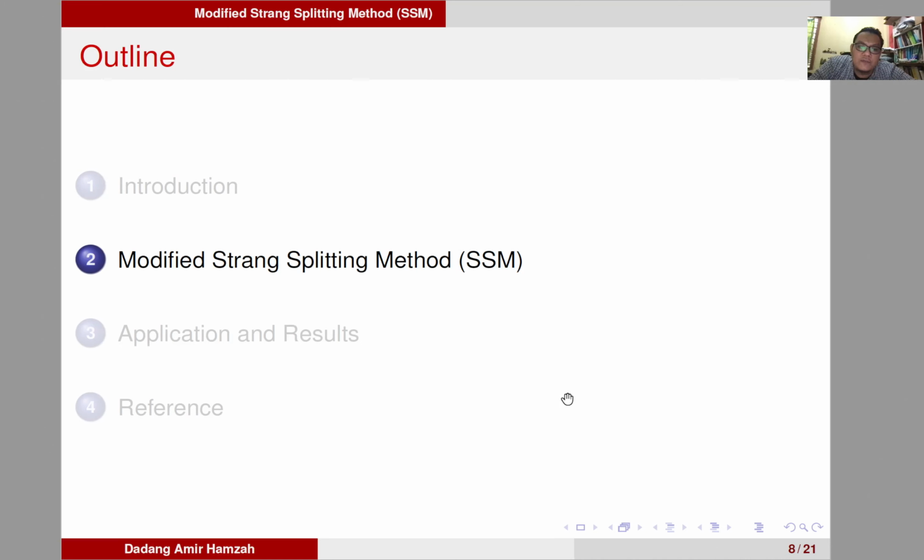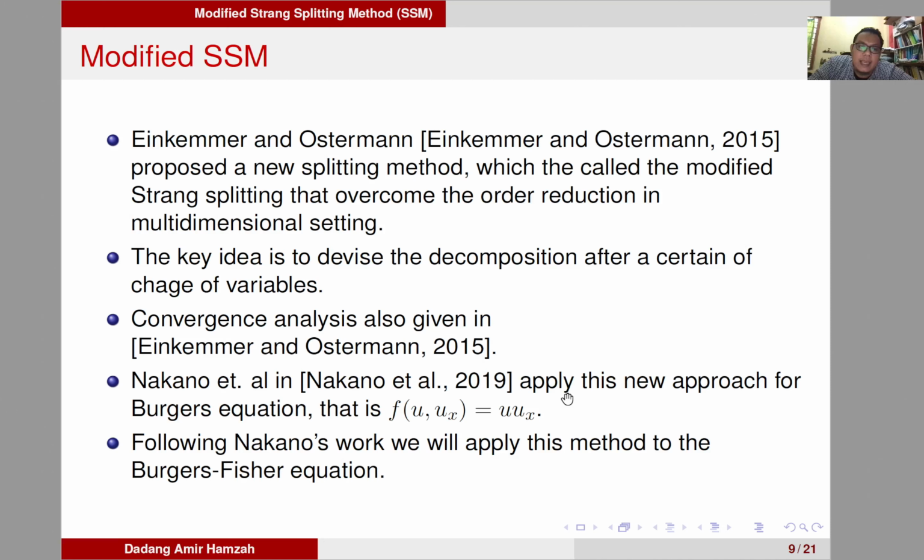Now let's continue to the Modified Strang Splitting Method. Einkemer and Ostermann proposed a new splitting method which they called the Modified Strang Splitting Method that overcomes the order reduction in multidimensional setting. The key idea is to devise the decomposition after a certain change of variables. Convergence analysis is also given in their paper. Nakano et al. applied this new approach for Burger's equation, that is the reaction term in the form of u_x. Following Nakano's work, we will apply this method to the Burger-Fisher equation.